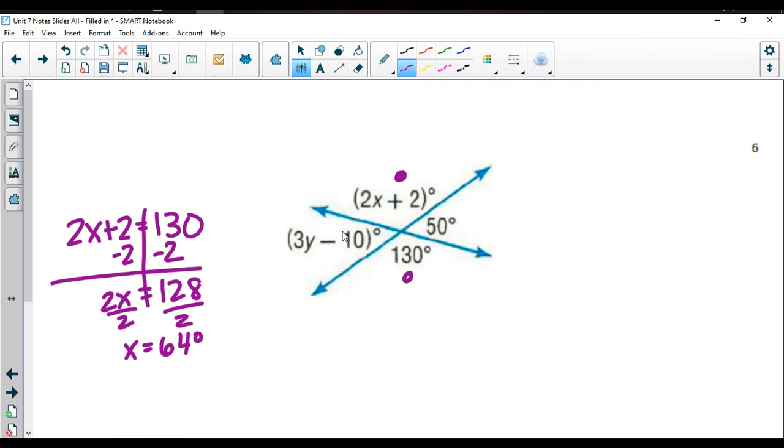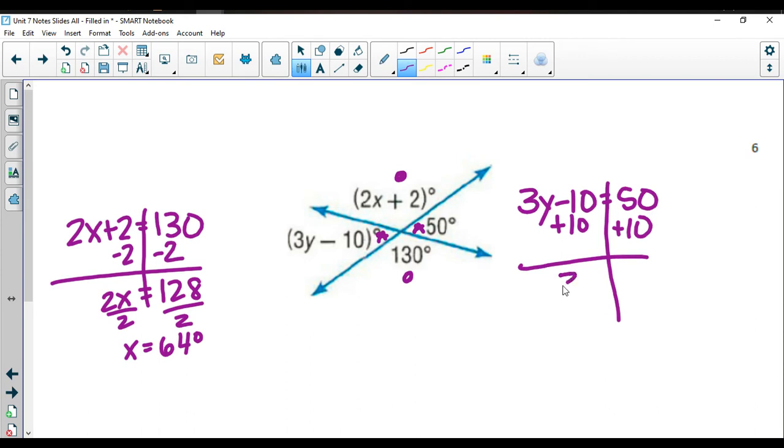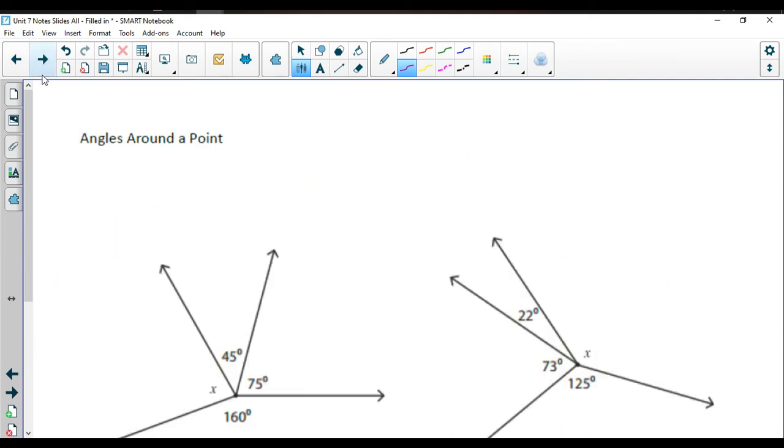And even though I solve for x, I don't want to necessarily use that to solve for the y. So I'm going to use the fact that these two are also verticals. So I'm going to have 3y minus 10 is equal to 50. Adding 10 to both sides. 3y equals 60. Dividing through by 3, y is equal to 20 degrees here.